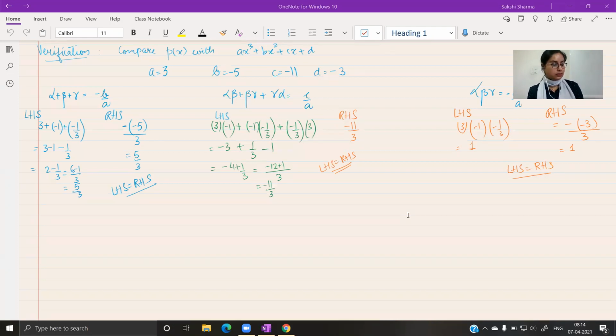I hope you tried the first question of exercise 2.4. It's based on what we did yesterday, how to verify whether or not the values given to us are zeros of the cubic polynomial, and then verifying the relationship between those zeros and the coefficients of the cubic polynomial.